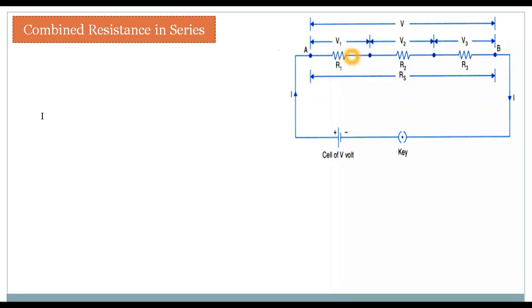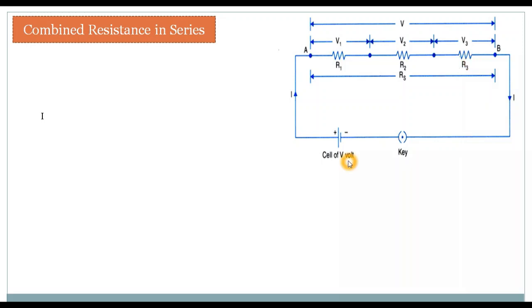See, now here the individual resistance for this resistor is R1, here it is R2, then R3. These are connected in series, and a battery of V volt has been applied to the ends of this series, right? Now suppose the potential difference across R1 is V1, across R2 is V2, and across R3 is V3.